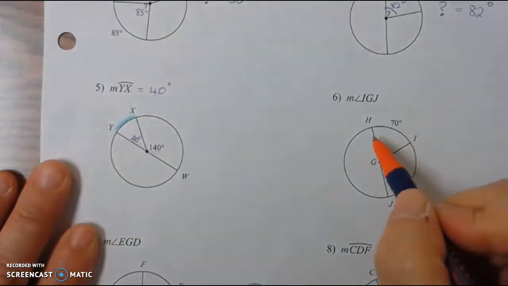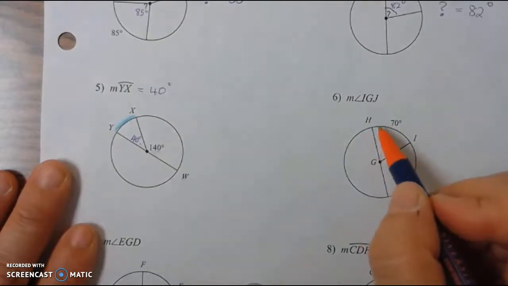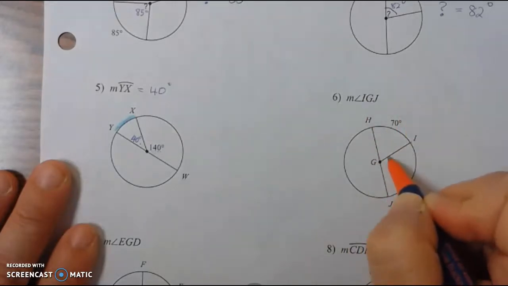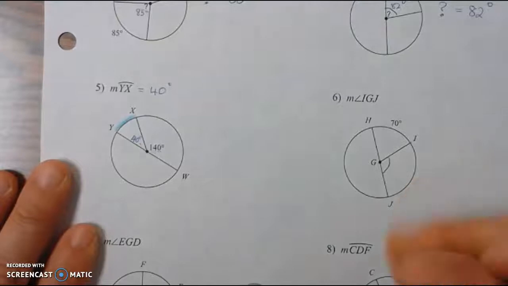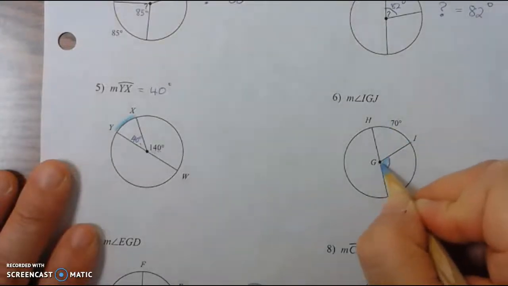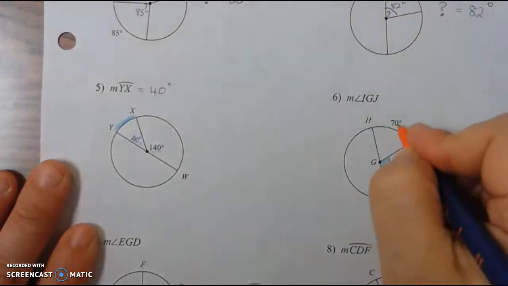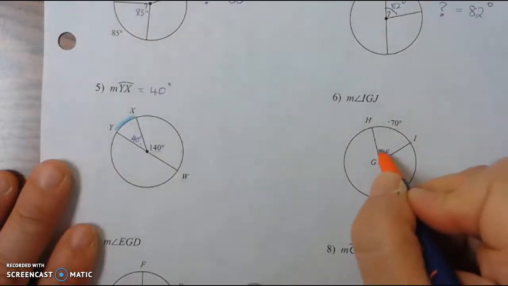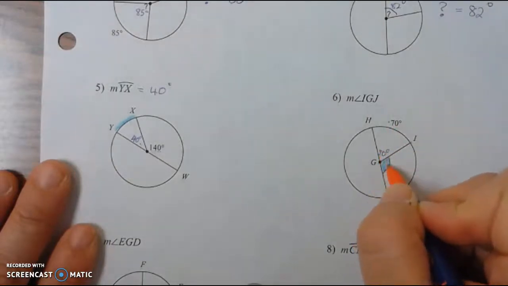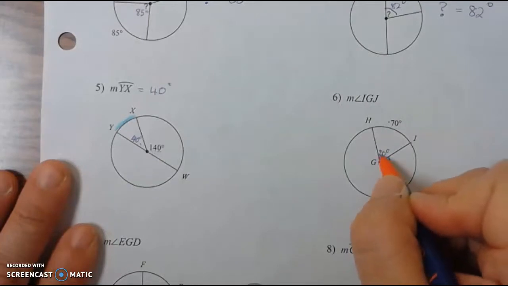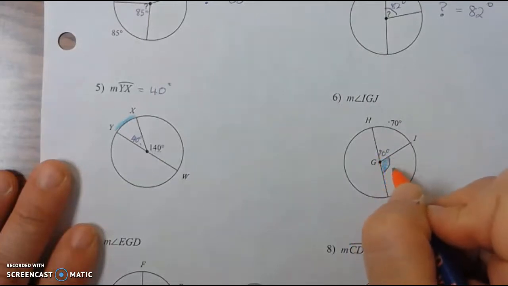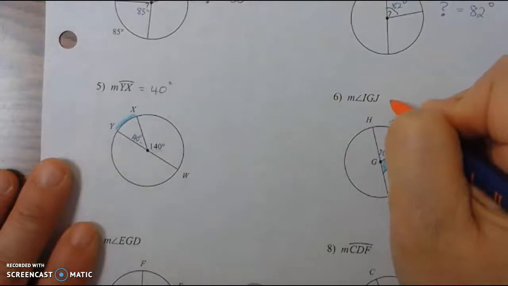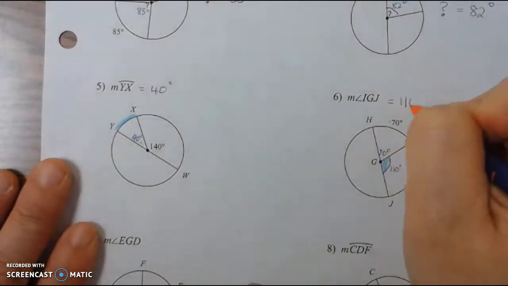And number 6, we are being asked, what is the measure of angle IGJ? IGJ is this angle right there. So we're being asked to find this angle measure. Well, if this arc measure is 70 degrees, we know that this central angle is 70 degrees. And I know this angle plus this blue angle is going to form a straight angle. So 70 plus what is equal to 180? That has to be 110 degrees. So measure of angle IGJ is equal to 110 degrees.